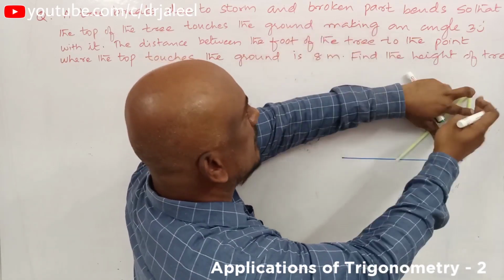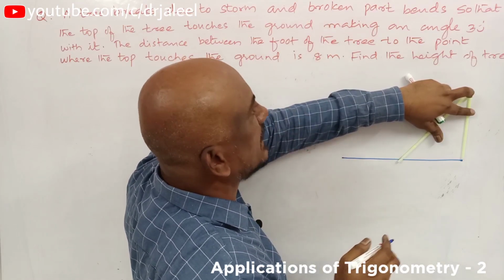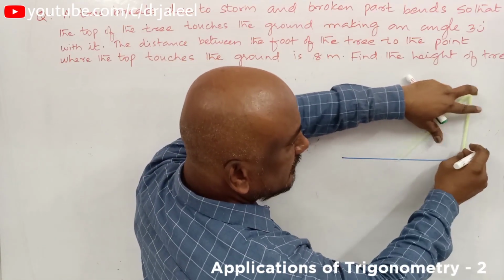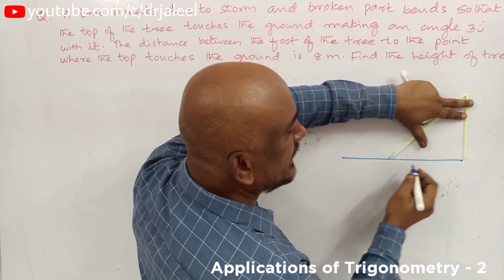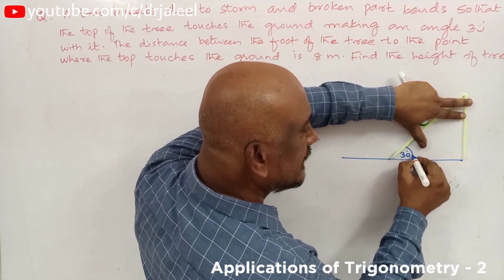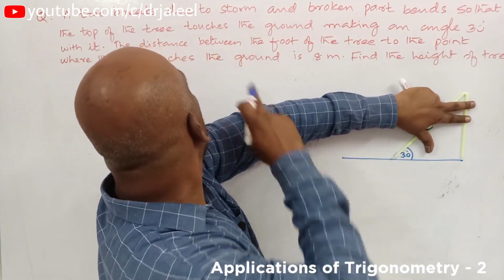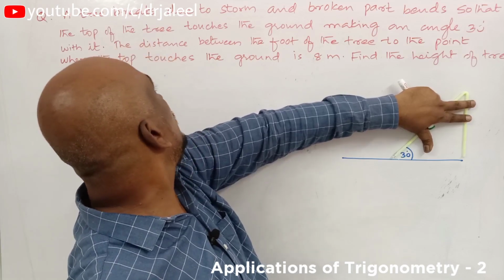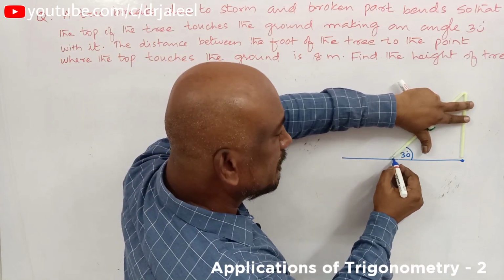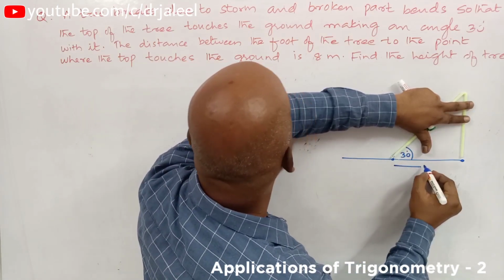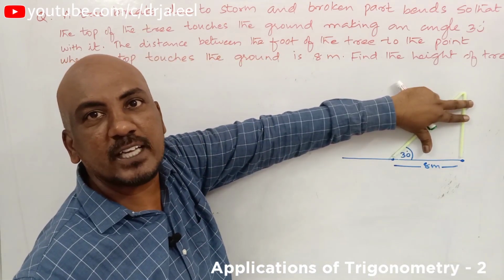A tree breaks due to storm, and the broken part bends so that the top of the tree touches the ground. This is the top of the tree. It touches the ground, making an angle 30 degrees with it. So how much angle is this top making with the ground? 30 degrees. Next statement: the distance between the foot of the tree, this is the foot of the tree, and the point where the top is touching, this distance is how much? 8 meters. Then find the height of the tree is the question.